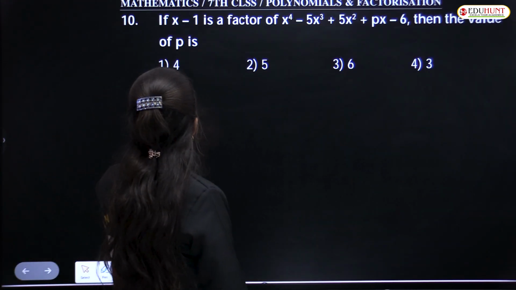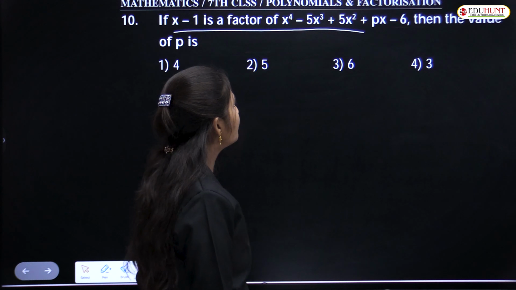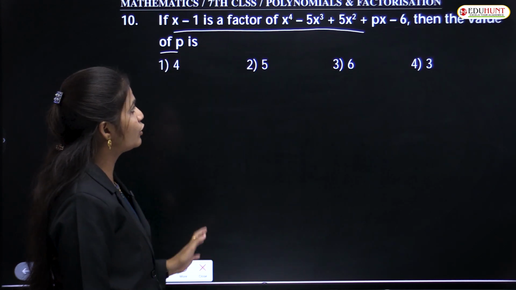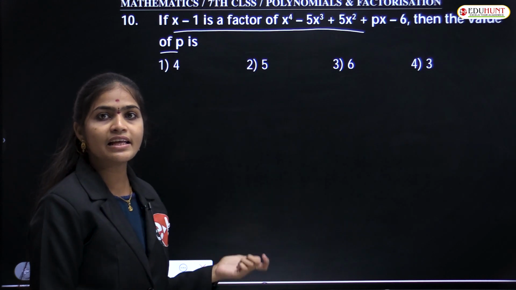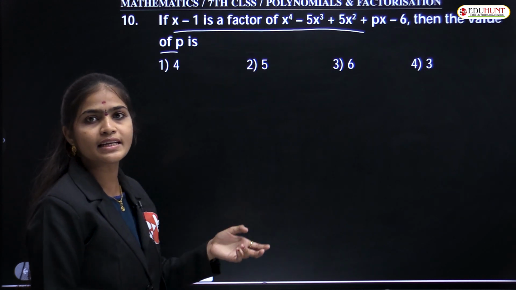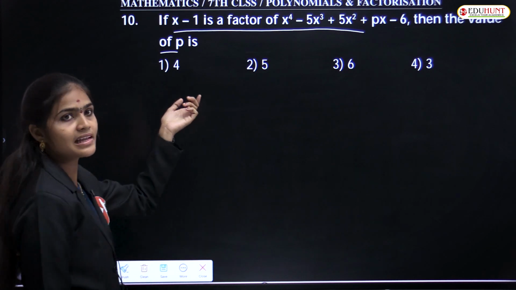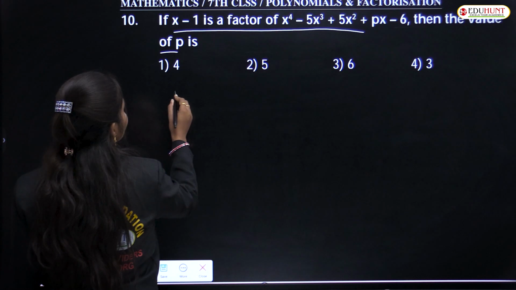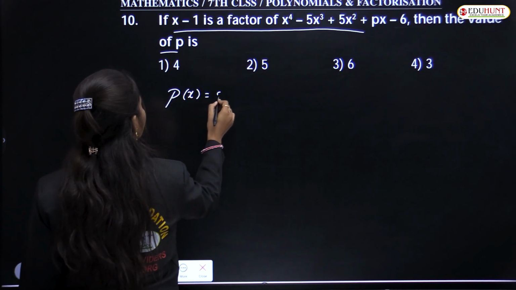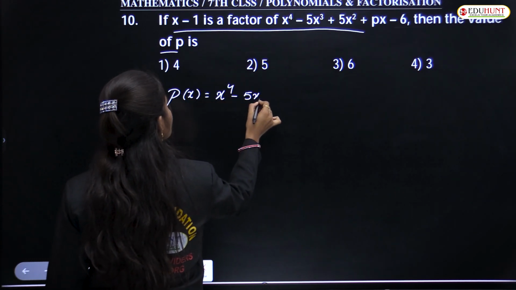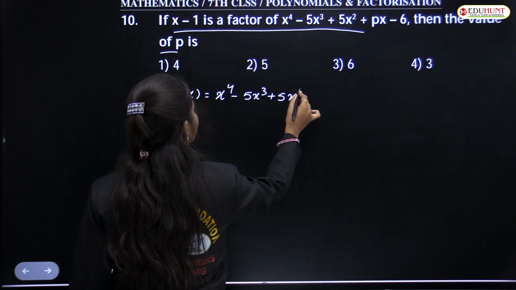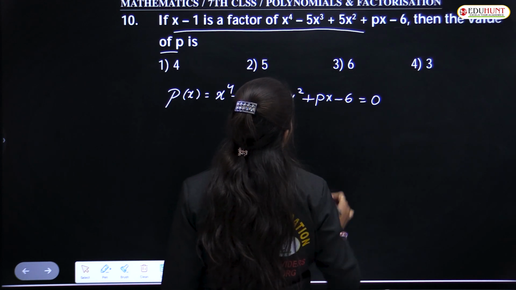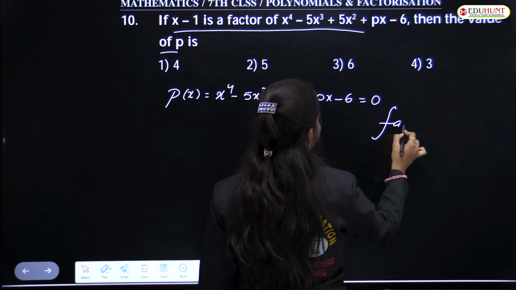So see the next question here: x minus 1 is a factor of the given polynomial, then the value of p. Okay, so again here a factor is given, so we need to find the value of p. Wherever they ask for the value of k or the value of p, it means p of x is equal to 0. Why? Because when they say factor, its remainder should be equal to 0 only, no? So that's why. Here they have given p of x is equal to x power 4 minus 5x cube plus 5x square plus px minus 6. We know that this is equal to 0. Why? Because of the factor theorem.